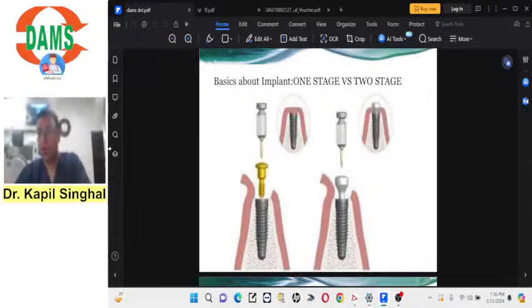So they may ask you a question: during one-stage surgery, what do you place over the implant? You place a healing cap. They may ask you: when you do two-stage surgery, what do you place over the implant? You place a cover screw first and a healing cap later on. So these are different stages of surgery.